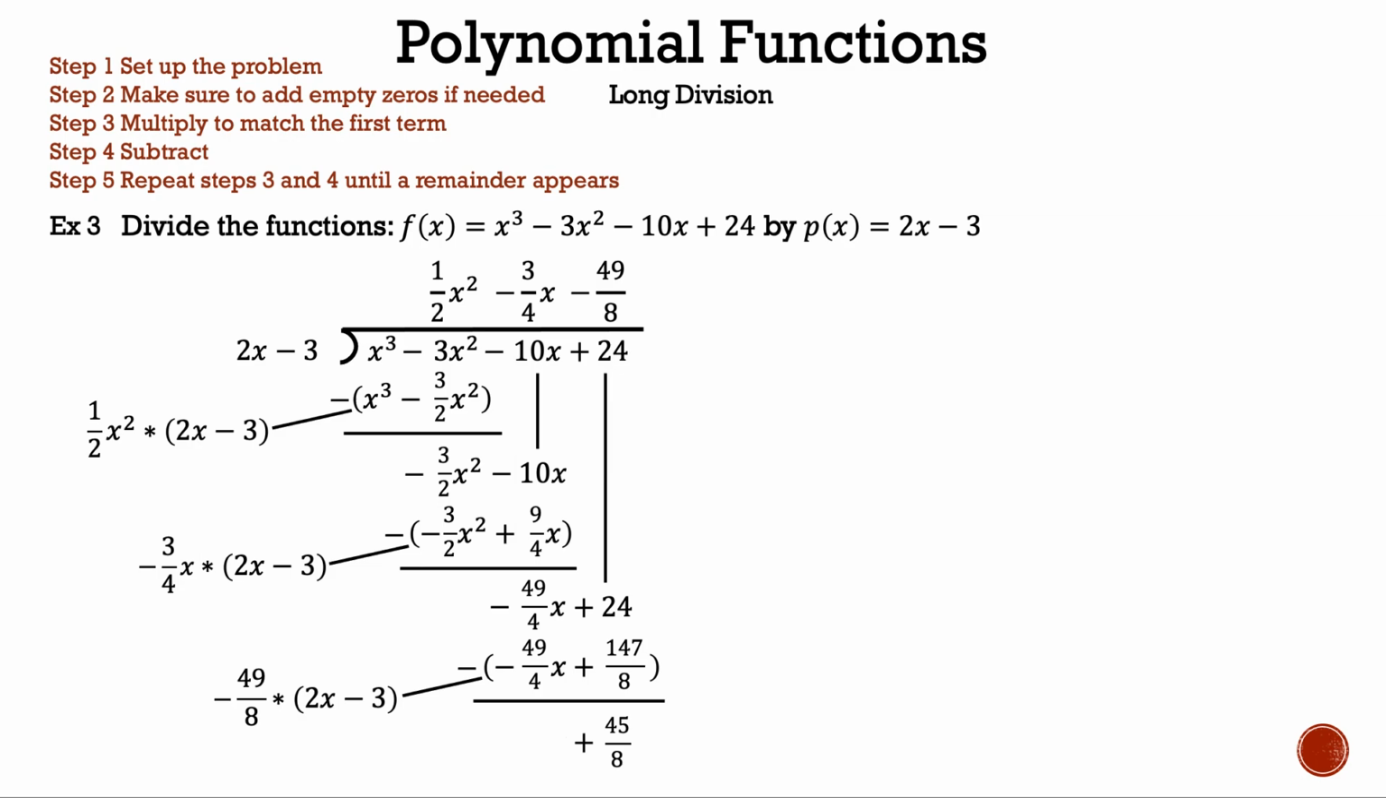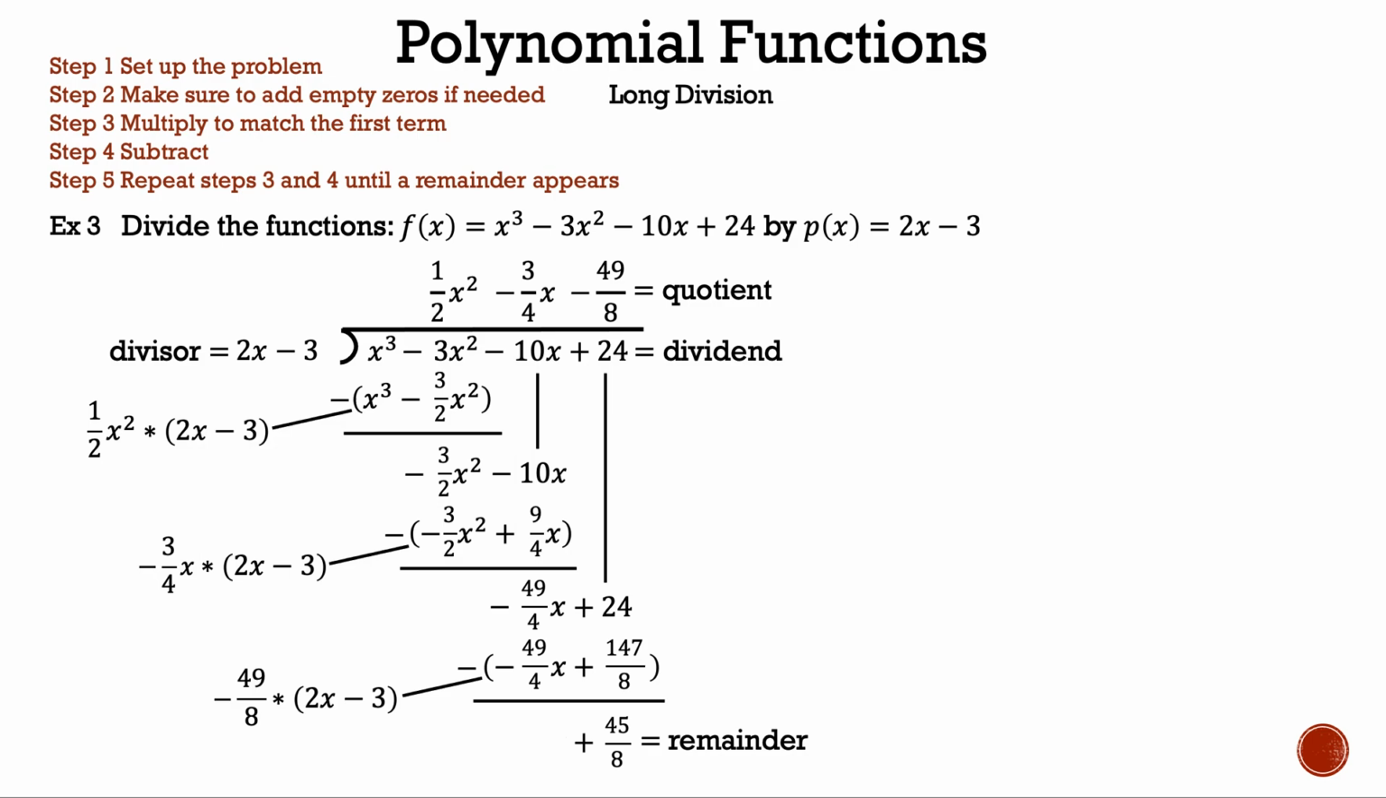Let's label each part so we can practice our vocabulary. X cubed minus 3x squared minus 10x plus 24 is the dividend. 2x minus 3 is the divisor. 1/2 x squared minus 3/4 x minus 49/8 is the quotient, and 45/8 is the remainder.